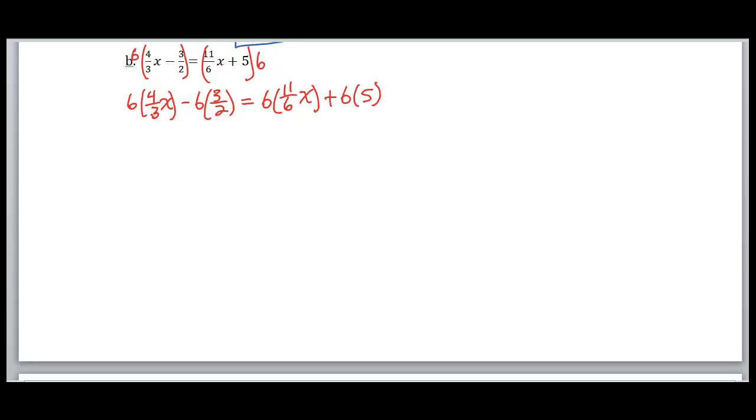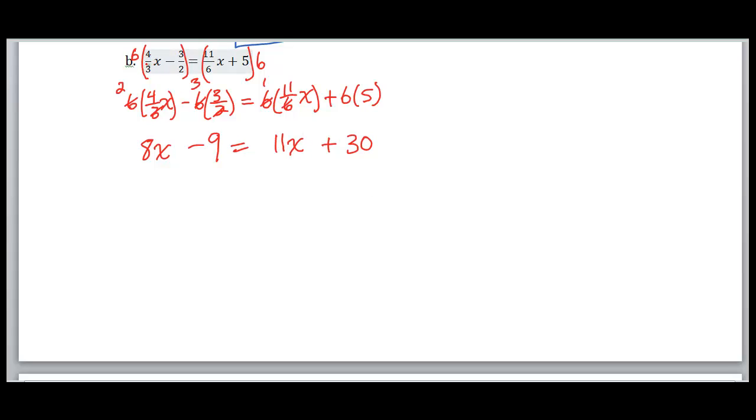And when I distribute, things are going to cancel. That's why I chose the lowest common denominator. 3 goes into 6 2 times, so I get 8x. 2 goes into 6 3 times, so I get minus 9. 6 goes into itself 1 time, so I get an 11x. And 6 times 5 is 30. Now I have an equation without any fractions, and I've basically simplified both sides, right?